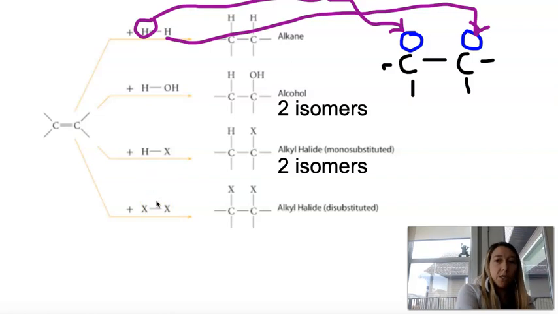Okay, we look at our last option, which is plus X2. And we find here we go back to just having one possibility. That's because both of these parts are identical. So it doesn't matter which one gets what, it's still going to be the exact same thing. So if we add hydrogen, we turn an alkene into an alkane. We add water, we turn an alkene into an alcohol with the possibility for isomers. We add HX, we turn it into an alkyl halide, which again has the possibility for isomers, or we add X2 and we turn it into an alkyl halide.